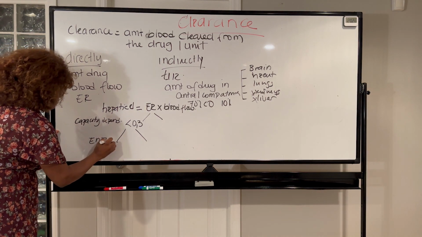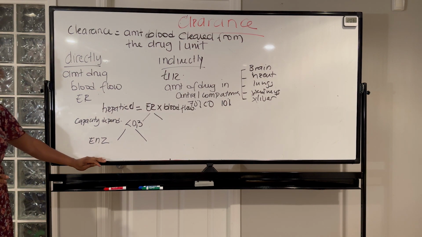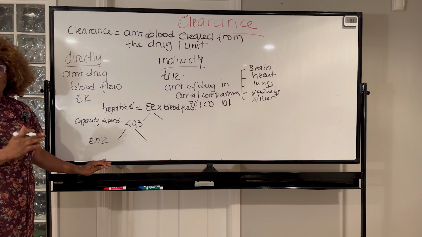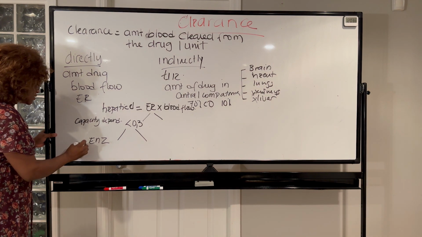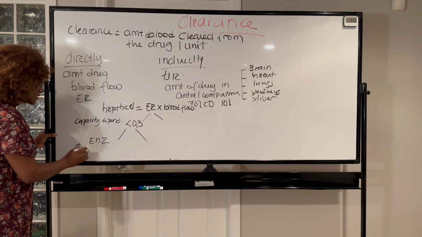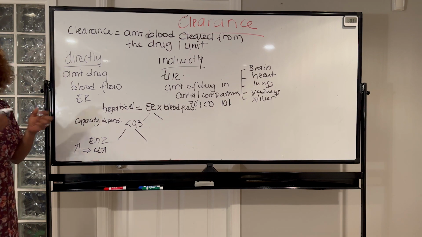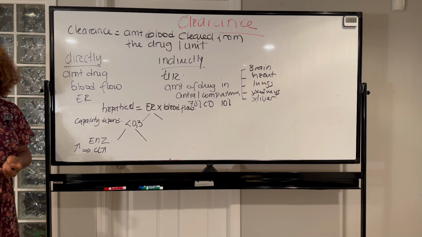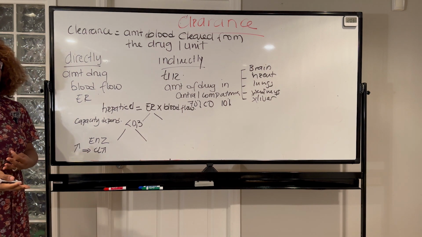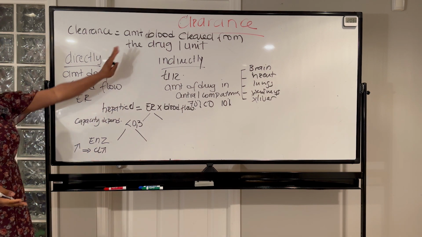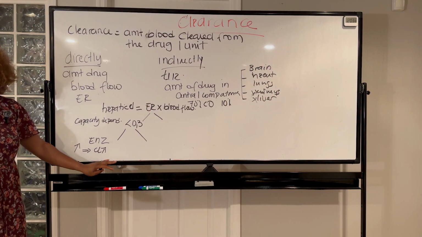The enzyme. If we have a greater enzyme activity, our clearance is going to go up, because the more the drug gets metabolized, the more it's free from the blood, and it increases our clearance. So the clearance is going to be directly proportional to the enzyme's activity.